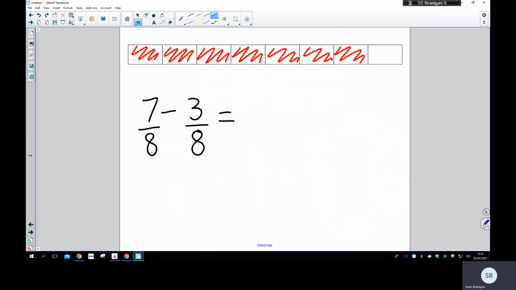So I've got 7 8s this time. You can see I've put them in at the top. 1, 2, 3, 4, 5, 6, 7. And then we are going to subtract 3. Now there's 1 subtracted. There's 2 subtracted. There's 3 subtracted. So I had 7 8s, taken 3 8s away, and I've got 1, 2, 3, 4 remaining. 4 8s.